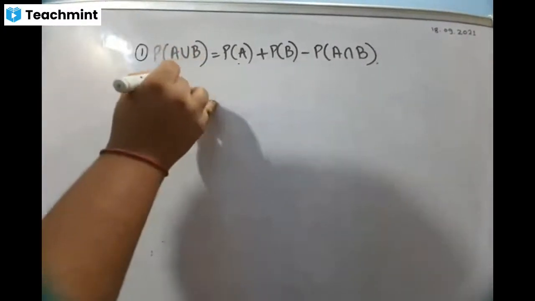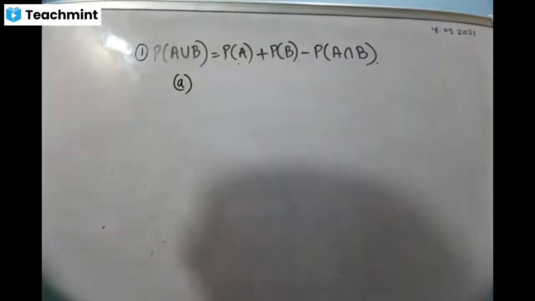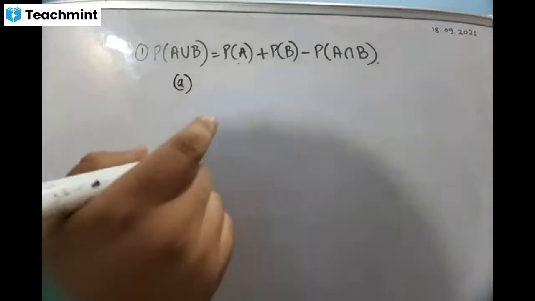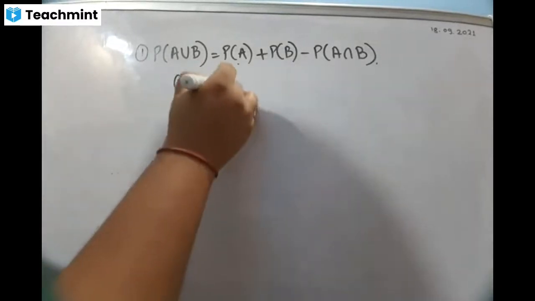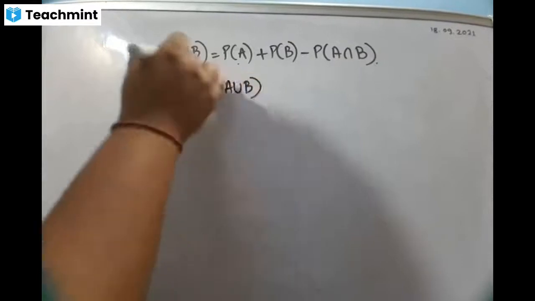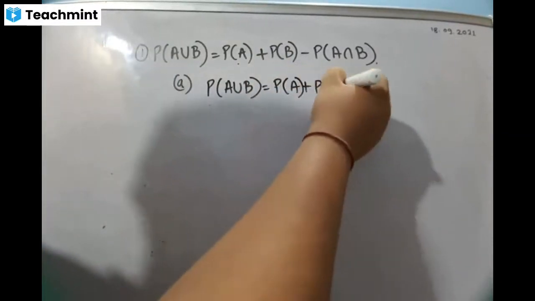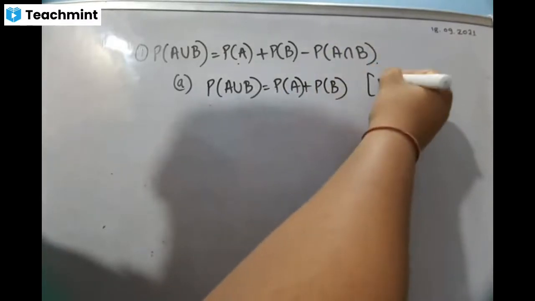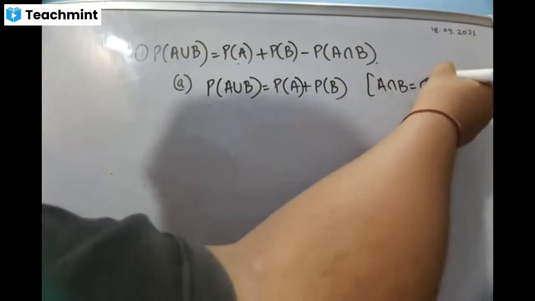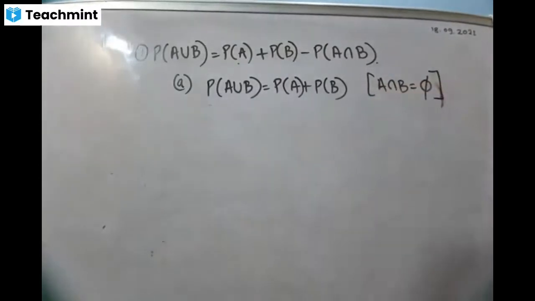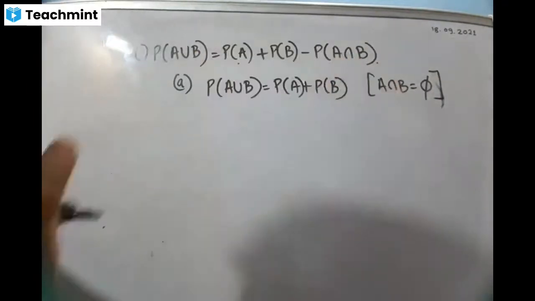And sub formulas are, if A and B are mutually exclusive, meaning there is nothing common between A and B, then the formula which you see, A union B, will become probability of A plus probability of B. The intersection term is not there, because if there is nothing common between A and B, then it is called a null set. There is no element, so the probability is going to be 0.